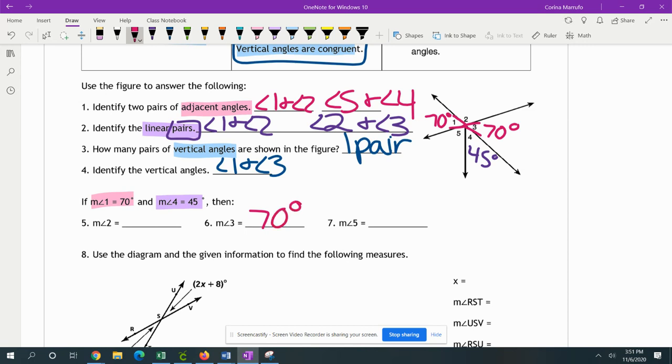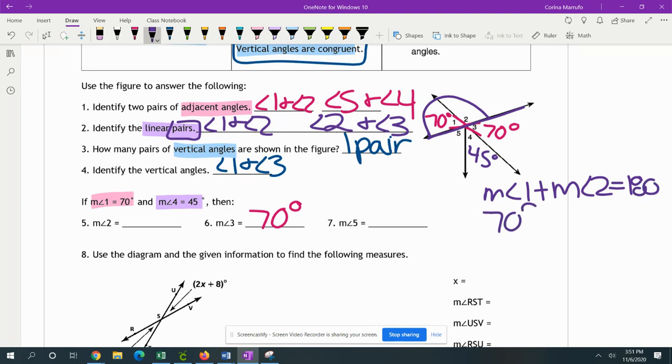Okay, angle 1 and angle 2 are a linear pair. They make a straight line together, so that means that they need to add up to 180. So the measure of angle 1 plus the measure of angle 2 should equal 180. And we know that angle 1 is 70 degrees. We don't know what the measure of angle 2 is, but we can figure that out by solving for the measure of angle 2. And we do that by getting rid of this 70 or by subtracting 70 degrees from 180 degrees. Oops.